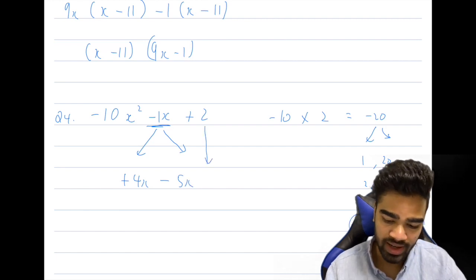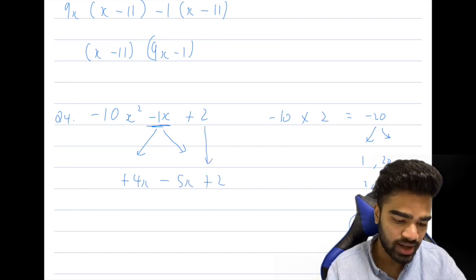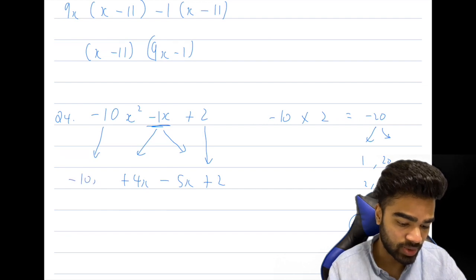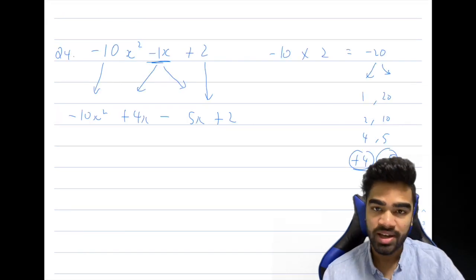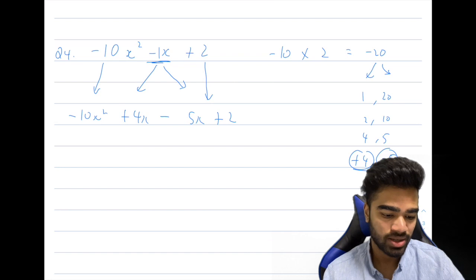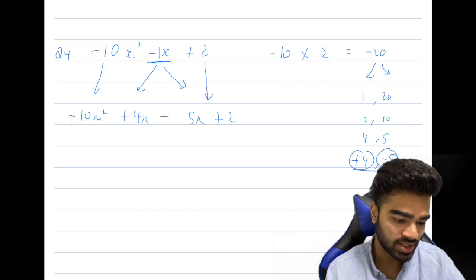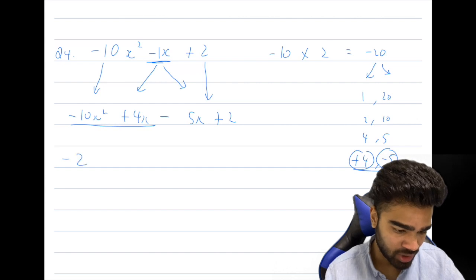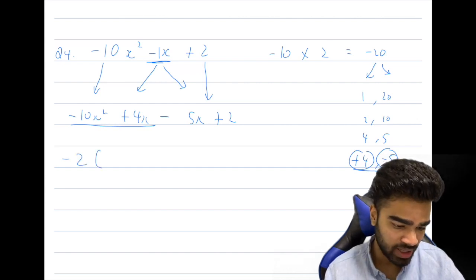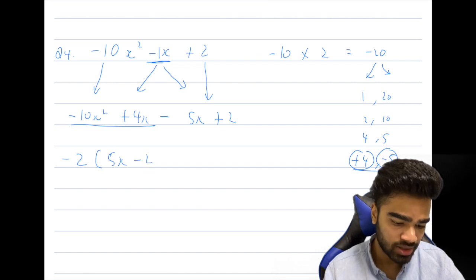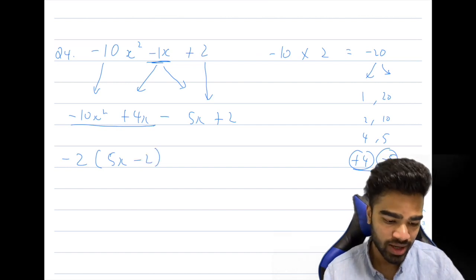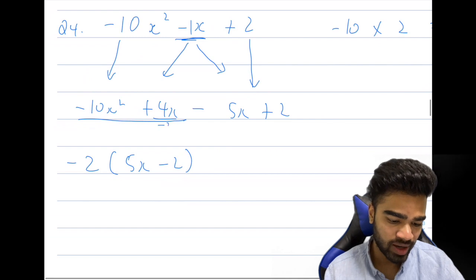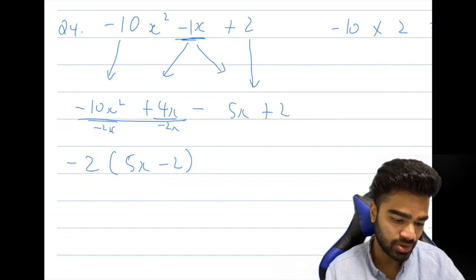So this factor x and this factor x, the 2 comes down and the negative 10x squared comes down. So we brought the negative 10x squared down and the 2 down as well. Now we need to start by factorizing by grouping. So you take the first two and factorize. You take negative 2x as a common factor, so it will be 5x minus 2. If you divide this by negative 2x and divide this by negative 2x, pretty much.